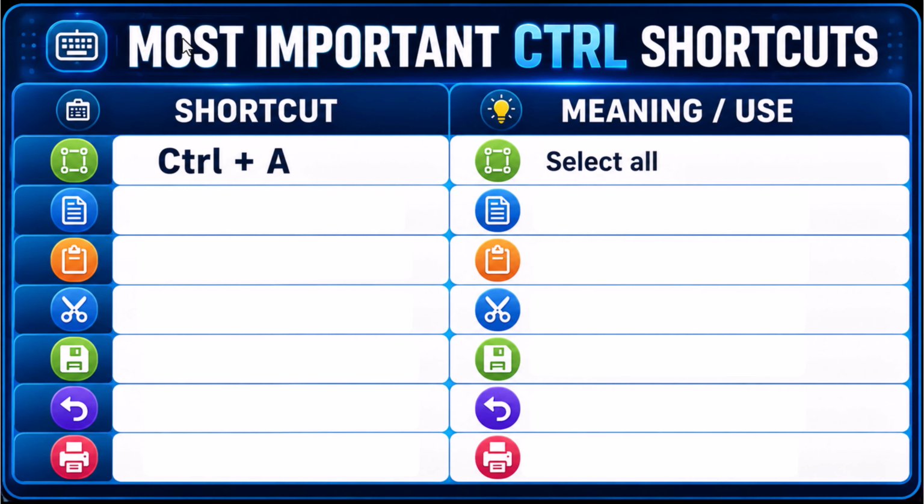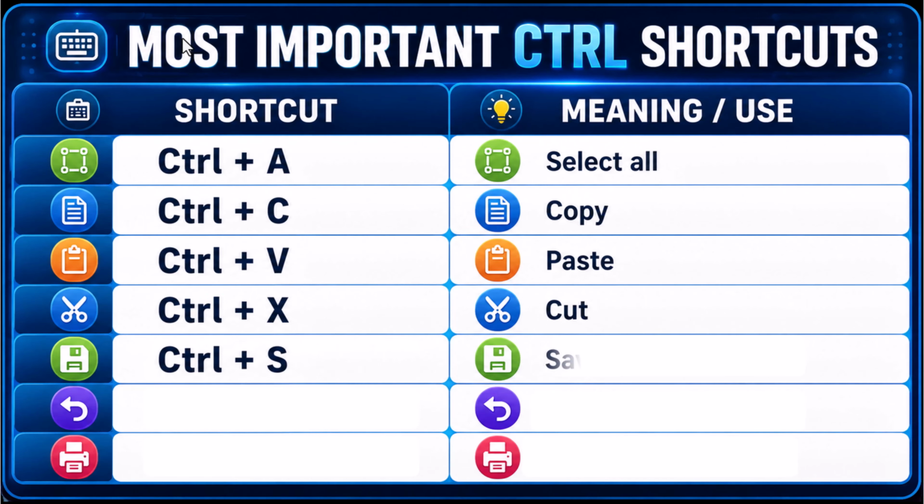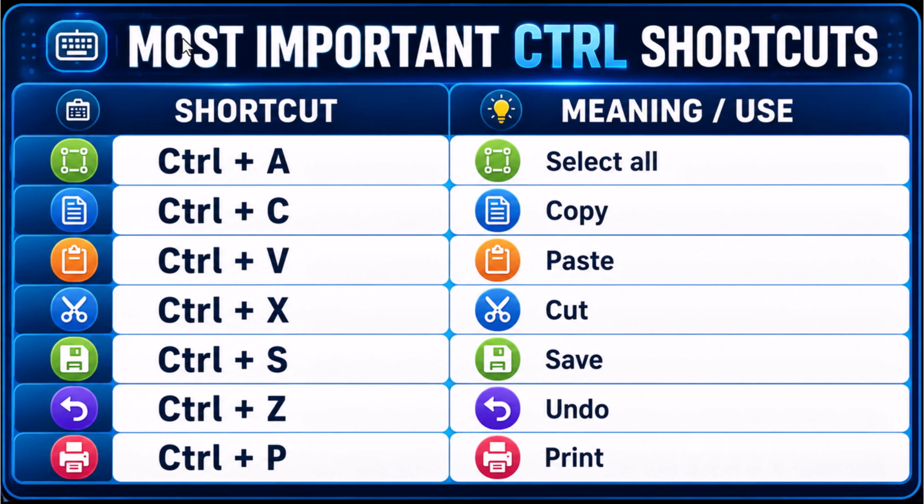Ctrl A, select all. Ctrl C, copy. Ctrl V, paste. Ctrl X, cut. Ctrl S, save. Ctrl Z, undo. Ctrl P, print. That's all.